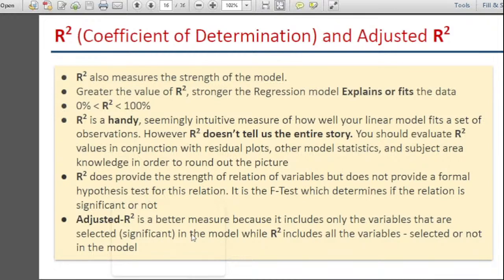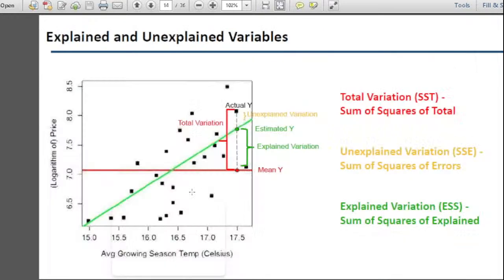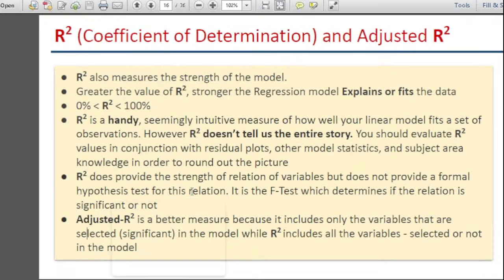Okay. So R square does provide the strength of relation of variables, but does not provide a formal hypothesis testing of the relation. Means it does tell you, okay, this is my regression line, and it is better, it is explaining, let's say, 80% of the variation, right? But it does not tell you which of the variables is significant and which is not, right? That is why we have to club R square information with other information also, right?